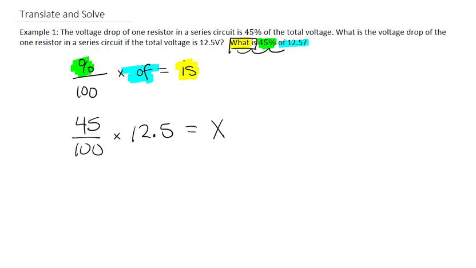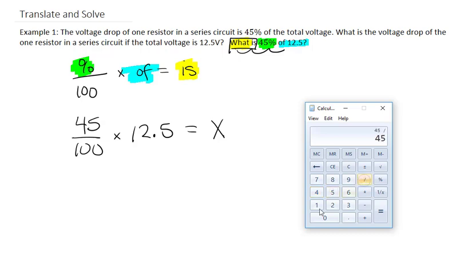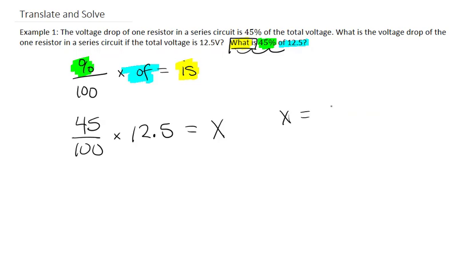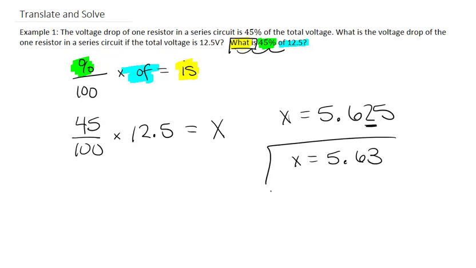Now let's get our calculators out. We have 45 divided by 100, which is equal to 0.45. Then we're going to multiply by 12.5, which is equal to 5.625. So x is equal to 5.625. Then if we needed to round to the nearest hundredths, our answer would be rounded to the second decimal place. So x is equal to 5.63 if we rounded to the nearest hundredth.